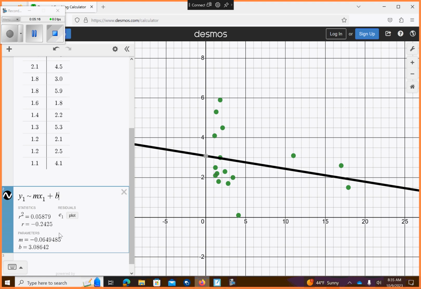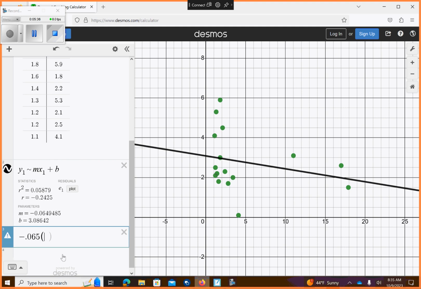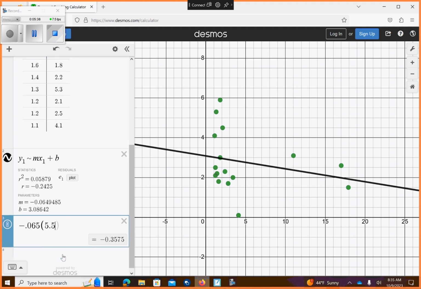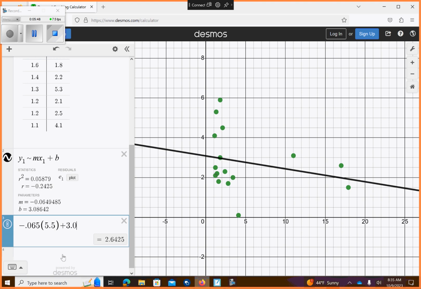And then it says, predict the GDP with 5.5 trillion, show the calculation. So that means I'm going to take my slope, which is 0.065. Oops, it's negative, I'm sorry. Negative 0.065. And then we're going to multiply that by 5.5. And then we're going to go plus 3.08. So that gives me 2.75.